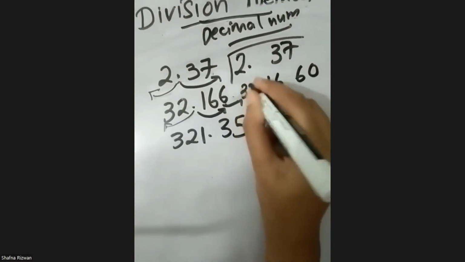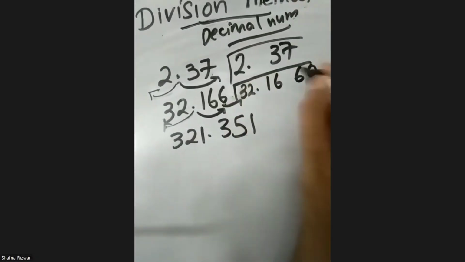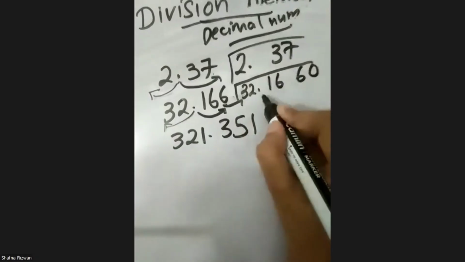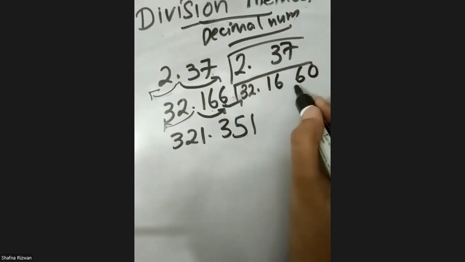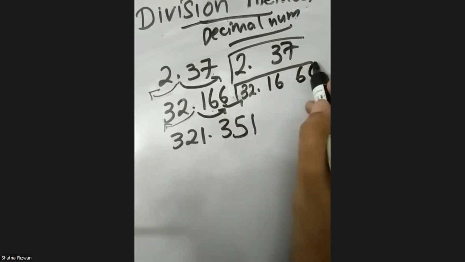So write it like 32 point. And after that, divide it like this. Did you understand? Write 32 point, keep a space, 16, another space, and write 6. After that, you don't have any digit, but you should have it in pairs, no? So write a 0 here.